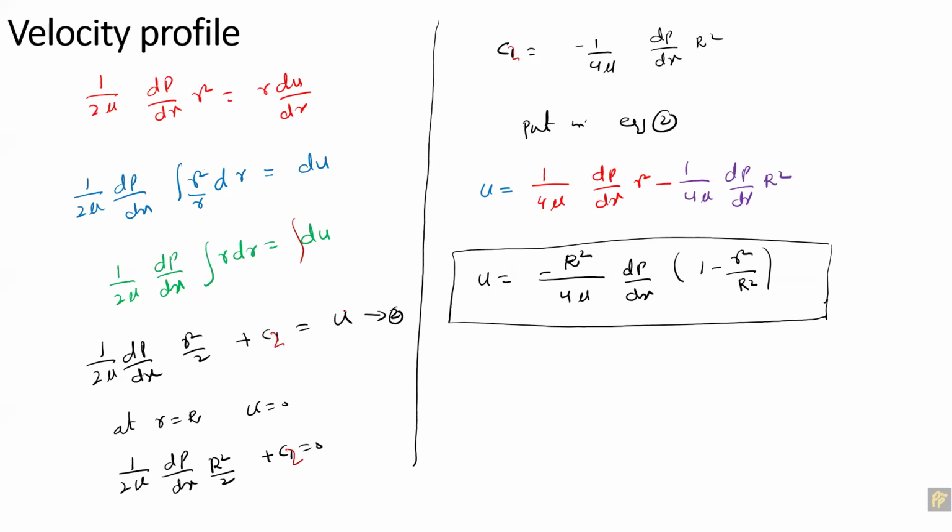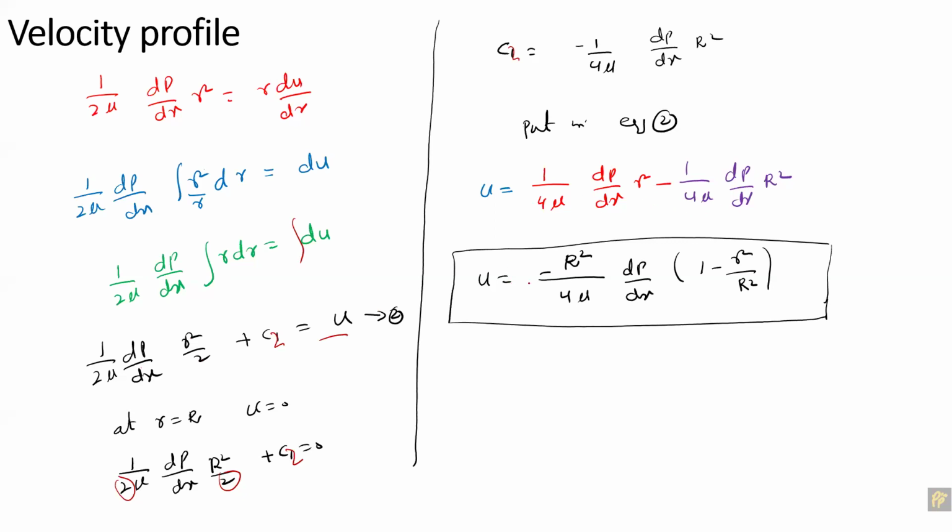is equal to, and this velocity is 0 at the wall, where r is equal to capital R, velocity is 0. So this is 0, and small r will be capital R. So 1 upon 2 mu dp by dx and capital R square upon 2. So this C2 will be equal to minus 1 upon 2 into 2 will be 4. Minus 1 upon, if you take it on the other side, this will be a minus sign. So minus 1 upon 4 mu dp by dx R square. And if you put this in equation number 2, you can get this formula.